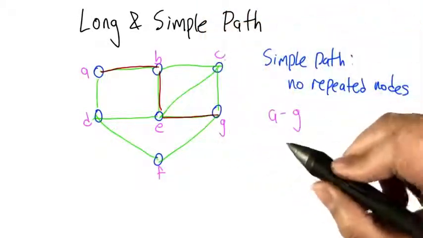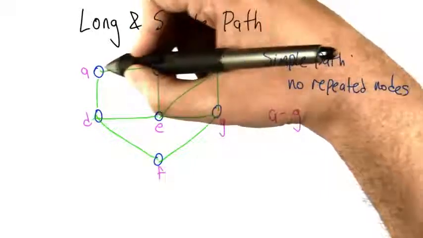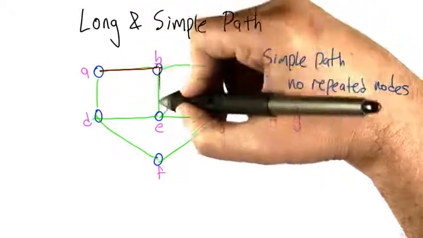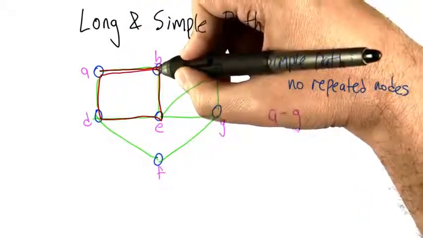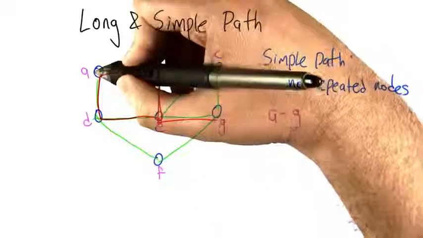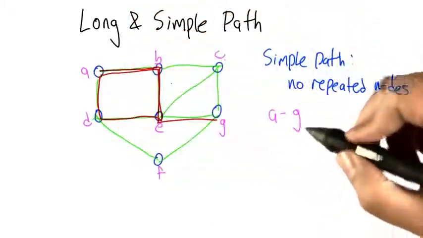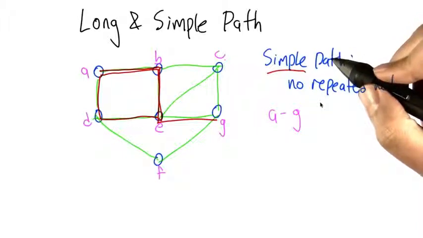It's one of the shortest paths from A to G, but it's by no means the only path from A to G. So here's another path from A to G, A to B to E to D to A to B to E to G. It's a path. It's going from node to node, crossing edges, but it's not a simple path. So a simple path is not allowed to have any repeated nodes.